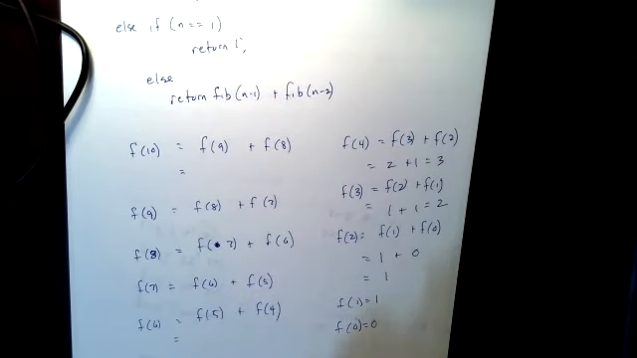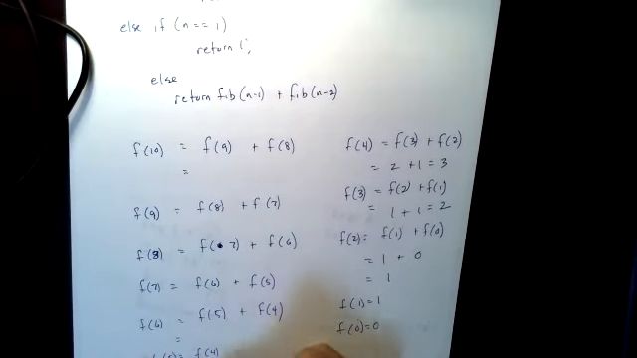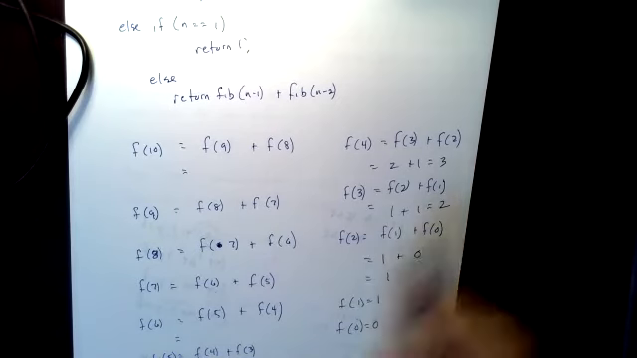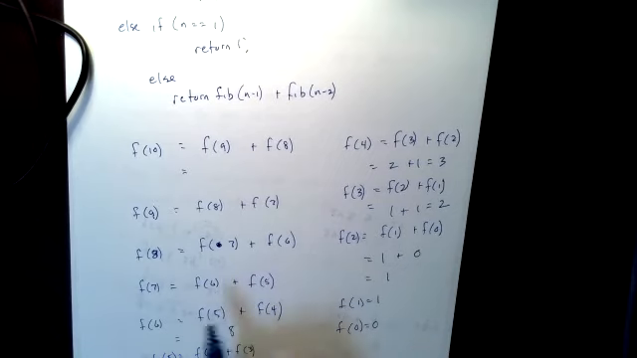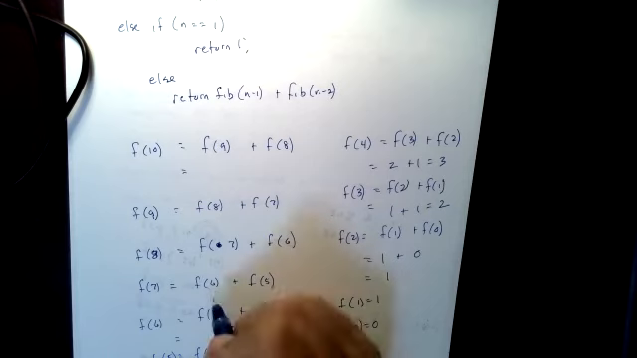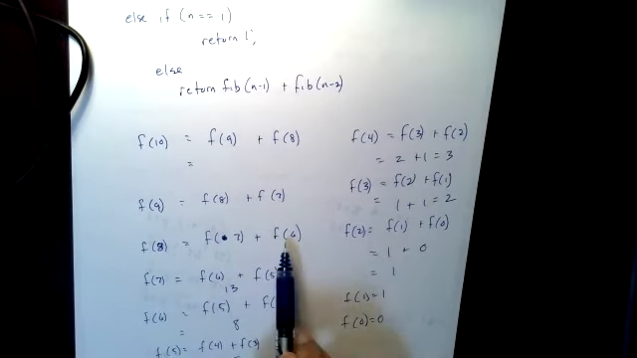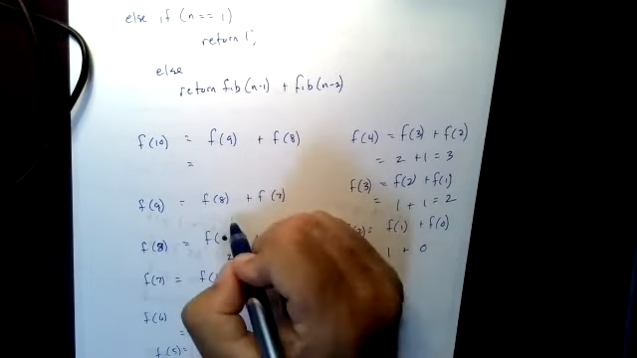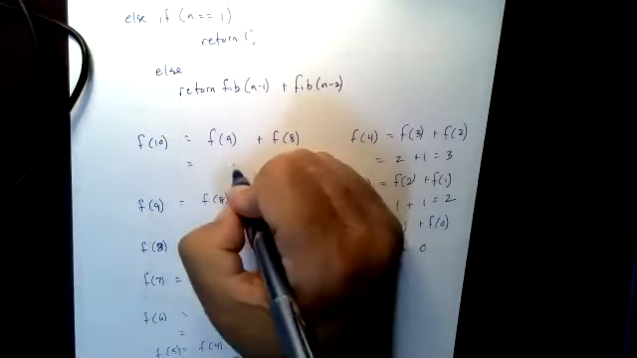I didn't do F of 5. Oh, crap. F of 5 equals F of 4 plus F of 3. That's going to give me 3 and 2, which is 5. This is 5 and 4, so that's 5 and 3, which is 8. This is 6 and 5, so that's 8 and 5, which is 13. This is 7 and 6, 21. 8 and 7, 34. 9 and 8, 55.